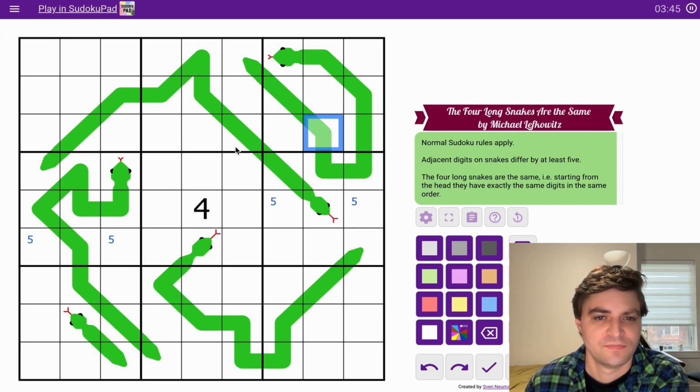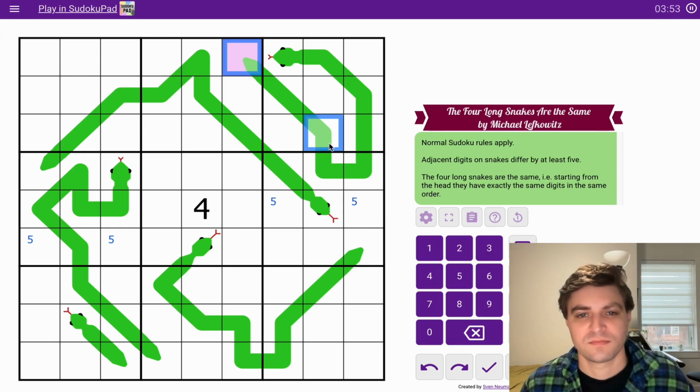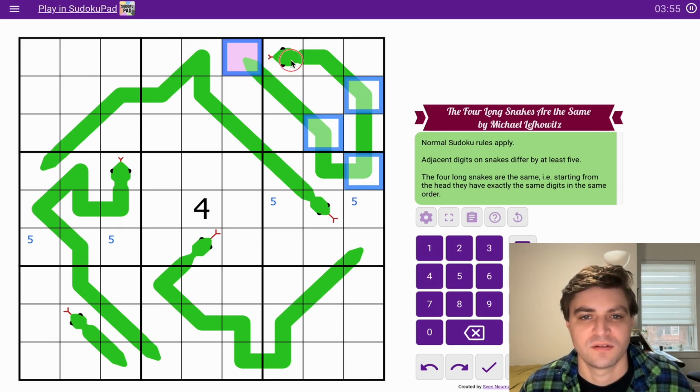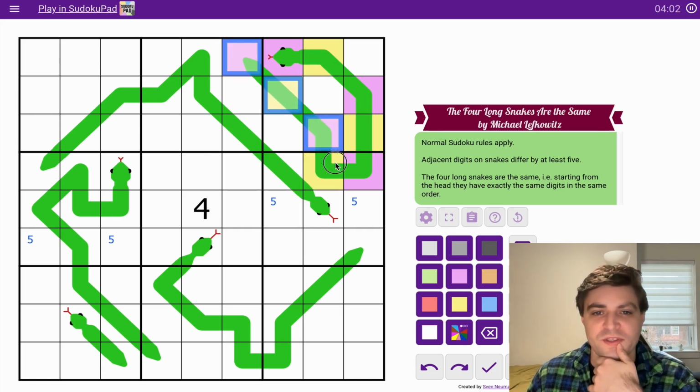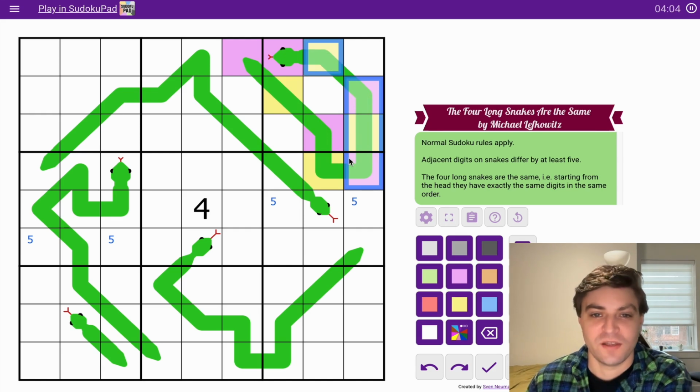I don't know. Maybe this snake. There'll be some color, pink, right? That's going to go here, here, here, and here, I think. And then some other color, yellow, that's going to go here, here, here, and here. What are these colors? They're the locations of the high and low numbers in the future.